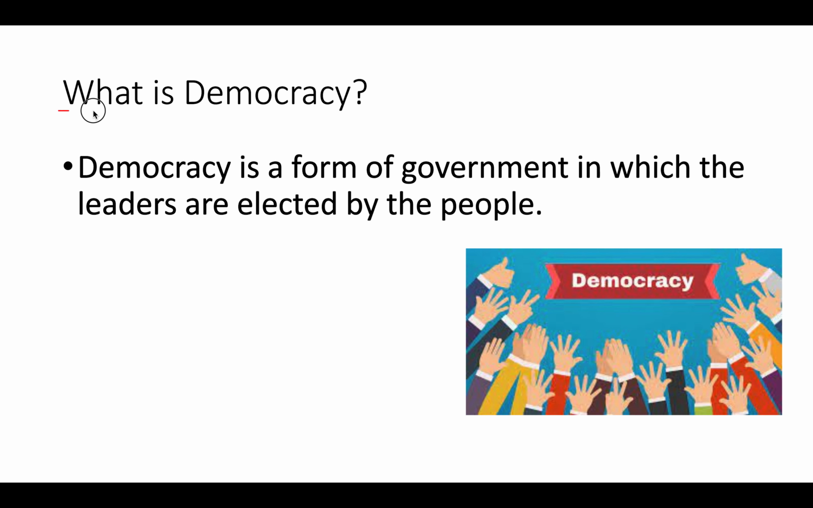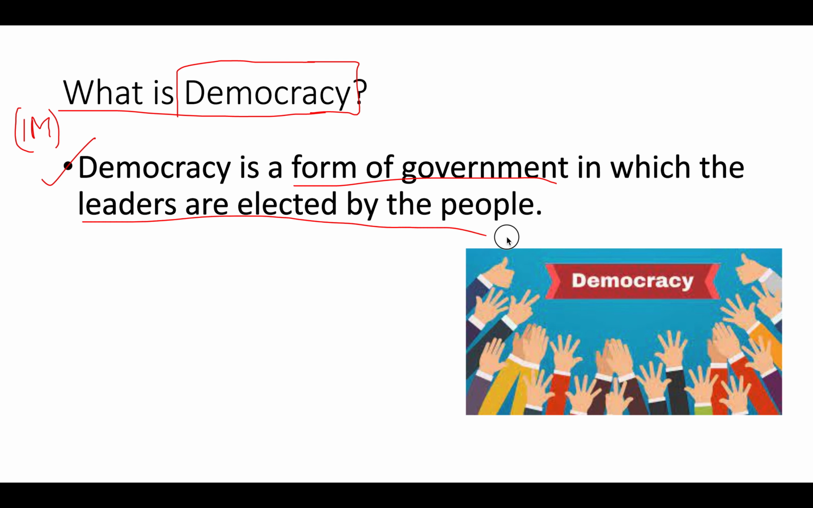So basically, what is democracy? So this is a simple definition. If anybody asks you for one marker, this is the perfect definition which we could write in our examination: democracy is a form of government in which leaders are elected by the people.